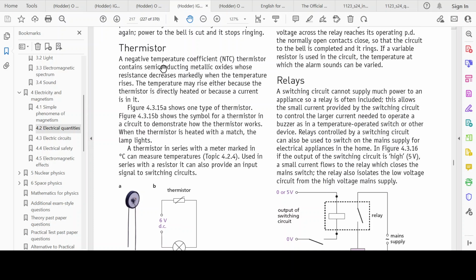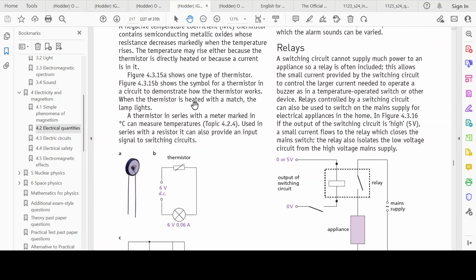So a negative temperature coefficient thermistor contains semiconducting metallic oxides whose resistance decreases markedly when temperature rises. So the point to note over here is that temperature rises, resistance decreases. That's what you need to know. In a thermistor, the temperature may rise either because the thermistor is directly heated or because there is a current in it, right? Whatever causes the rise in temperature.